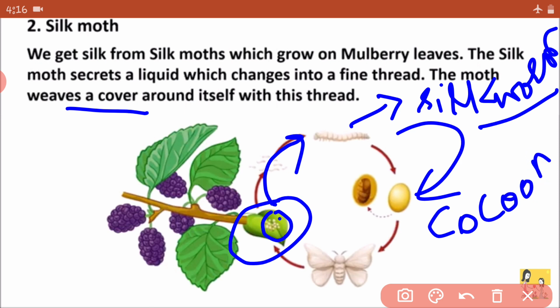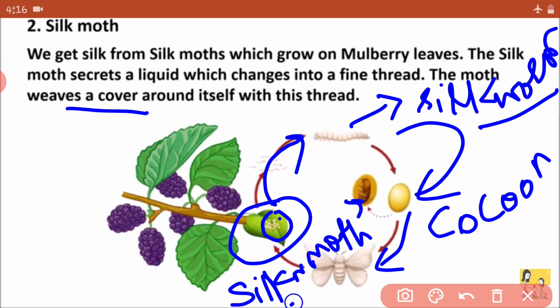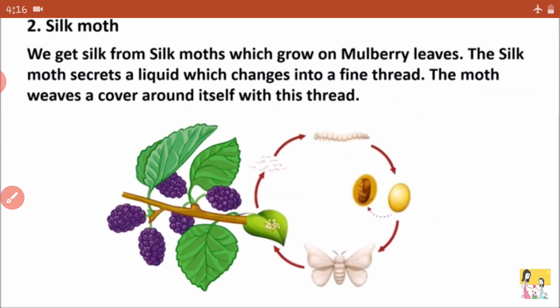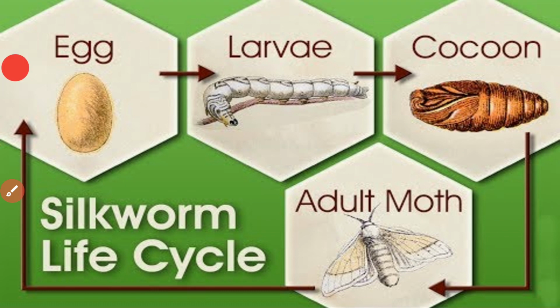So after some time, you can see here inside the cocoon there is a silkworm. After breaking the cover around itself, it will change into an adult silk moth. So basically, the moth is the adult form of the silkworm, right? And the silkworm is basically a larval form where it creeps, right? So this is all about the silk moth.